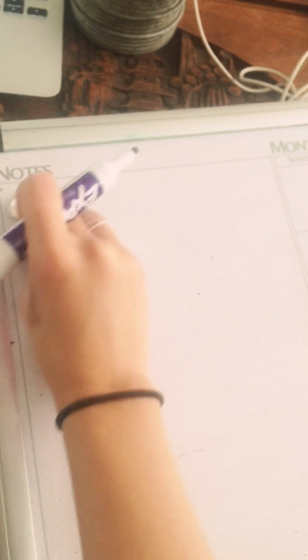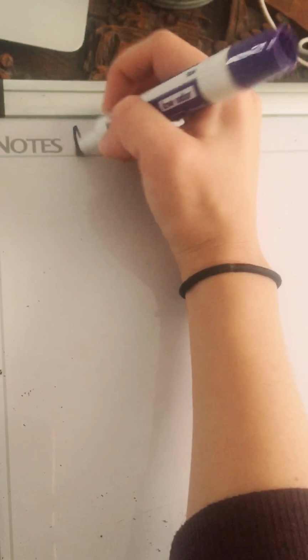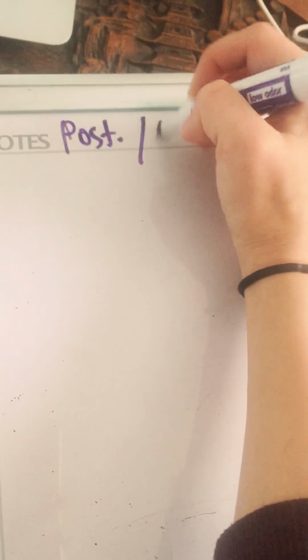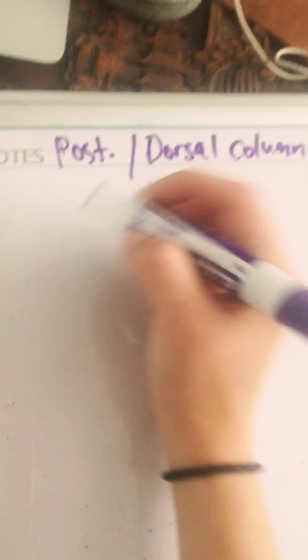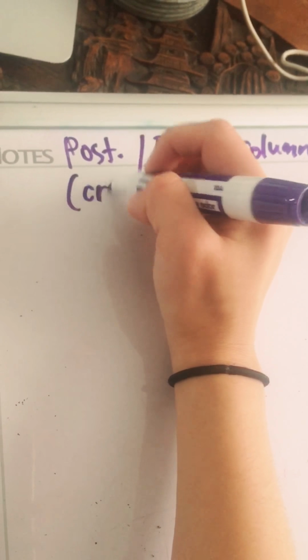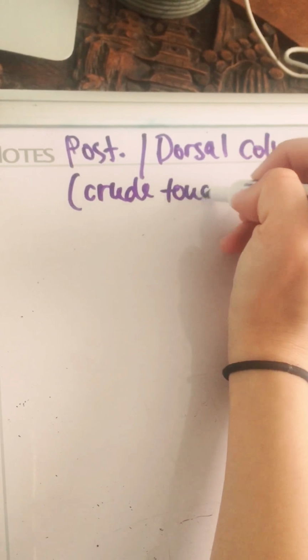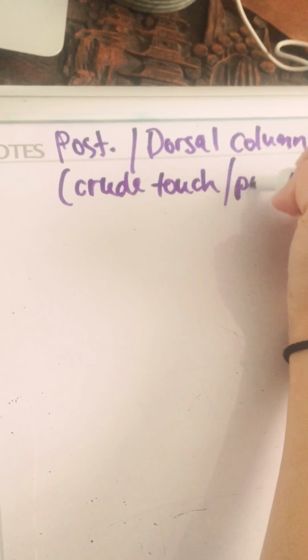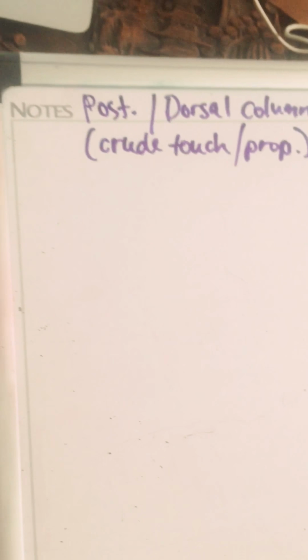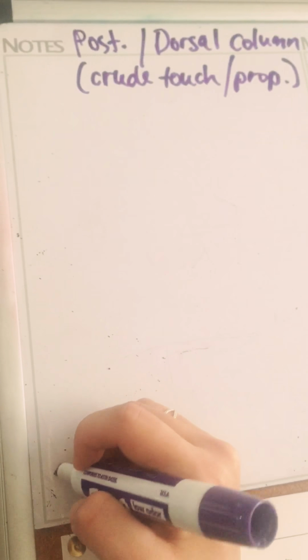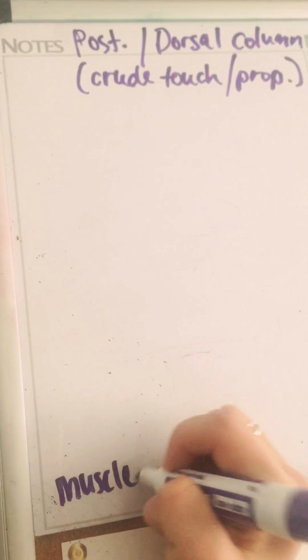The next one that we're going to look at is the posterior, or also known as the dorsal column tract. Now this information is more crude touch and proprioception, which is just position in space. So these actually start in the muscles instead of the skin.